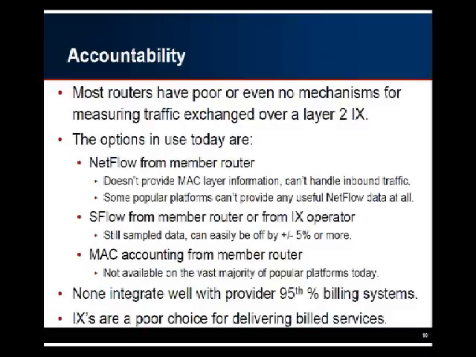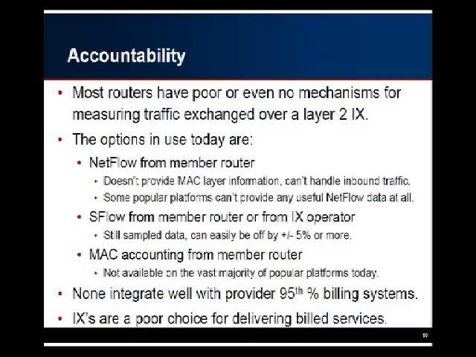The reality is most routers have poor or no mechanisms for measuring traffic over a layer 2 exchange point. The options that are available today, you've got NetFlow from your router as a member. The problem is it doesn't provide MAC layer information, so you can't measure inbound traffic. The best you can possibly do is measure outbound traffic by next hop. And there are a lot of platforms that can't run any NetFlow at all. Cisco Catalyst 6500, 7600, very popular platform, very reasonably priced. It has extreme NetFlow limitations. And if you try to pass any amount of traffic, you're going to start dropping flows very quickly. So it's a big problem.